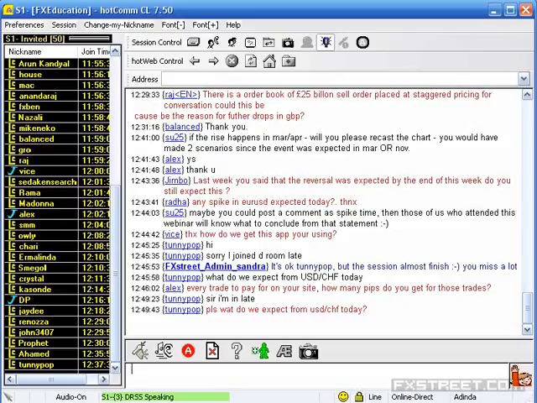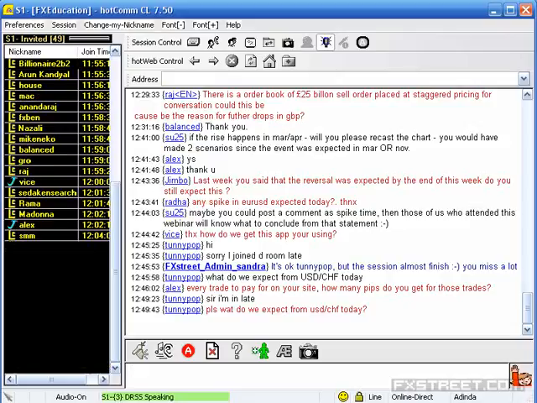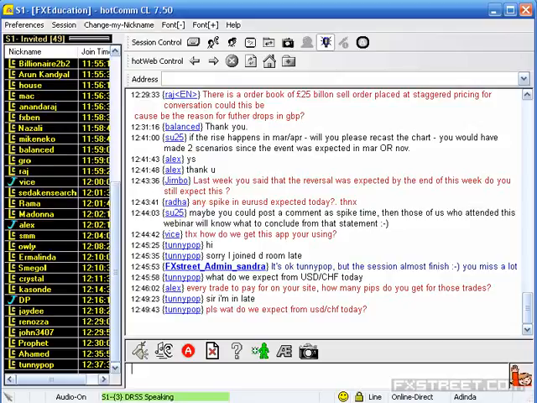Any spike in Euro USD expected today? Not today. Probably tomorrow during the European session, a spike is expected in Europe. I will give beforehand the spike times in the blog. Maybe you could post a comment on spike time, then those of us who attend the webinar will know what to conclude from this. Yeah, sure. I will definitely give it either in the form of a new post or as a reply to a comment, so you can make use of it. And those who are following my focus can make use of it.